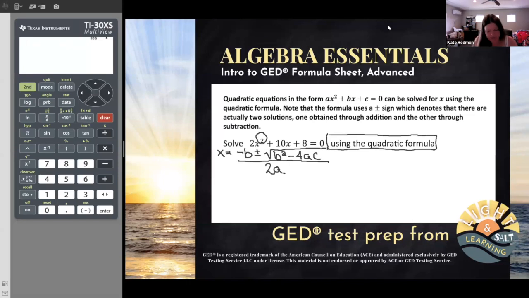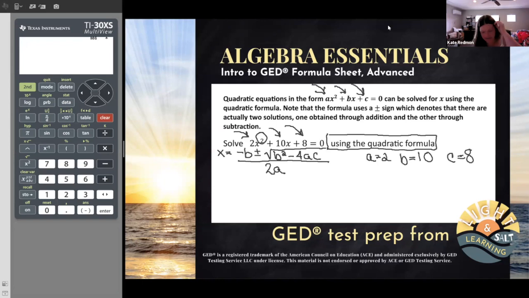Now, I told you up at the top here, it said quadratic equations in the form ax squared. So a is the number with your x squared. What number is with my x squared? 2. So a in this case is 2. And then we can see plus bx. So b is the coefficient, the number with x. So what's b in our case? It's 10. And then c, well, c is the number that's all by itself. It's not with an x, it's not with an x squared, it's the constant. So in this case, it's 8.